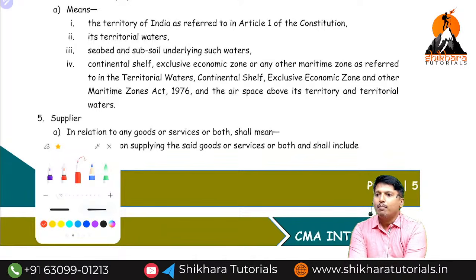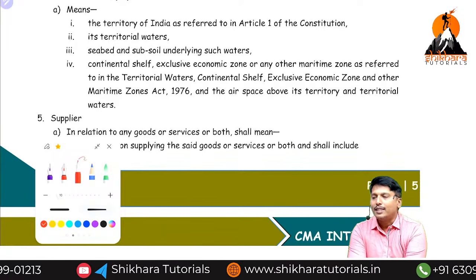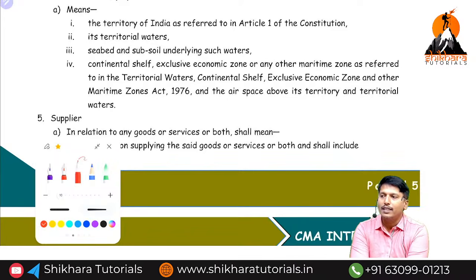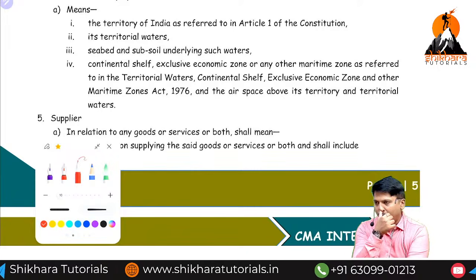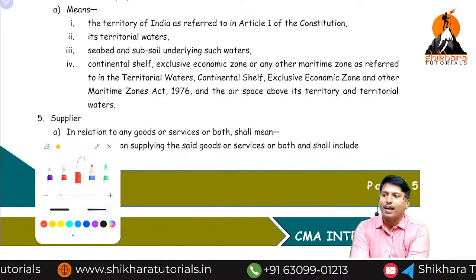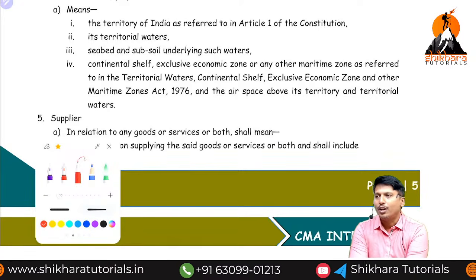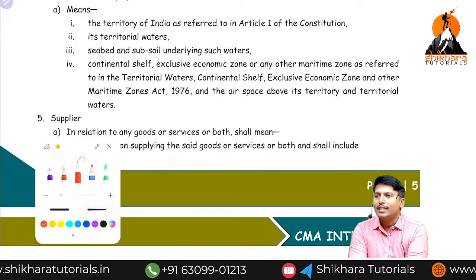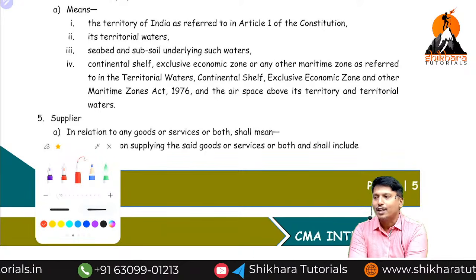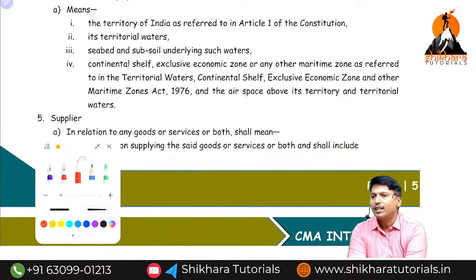In supply, there are two parties, supplier and recipient. Supplier: the person supplying goods or services or both, either directly or through an agent. Recipient: where there is a consideration, the person who pays the consideration. If there is no consideration, in case of goods, the person to whom the goods are delivered; in case of services, the person to whom the services are rendered. These are the topics we covered yesterday.